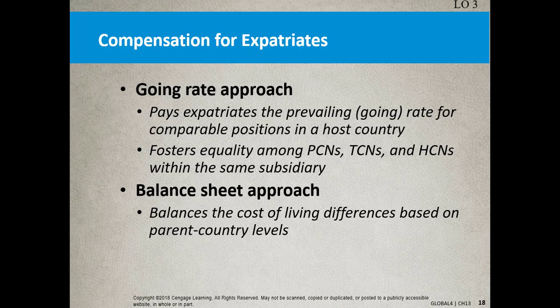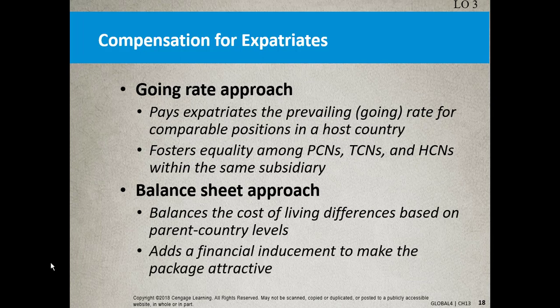on parent country levels. As we all know, and as we've learned in this class, going back to the purchasing power parity idea, law of one price, basket of goods, exchange rate, all that stuff, we've learned that you can't just convert one currency to another to see what the true cost is. There are other factors to consider when looking at cost of living. This adds a financial inducement to make the package attractive, right?